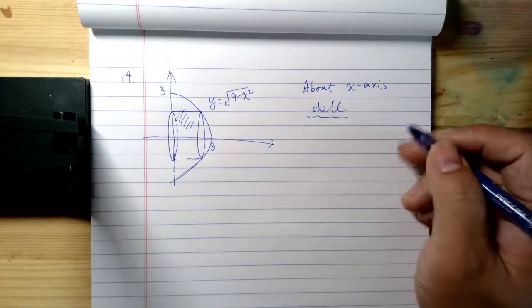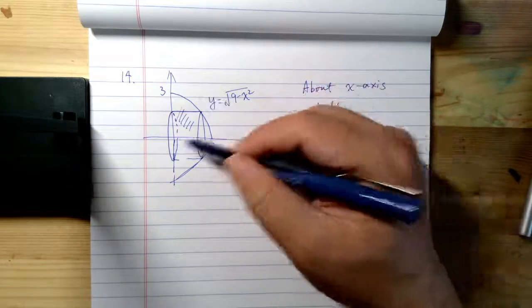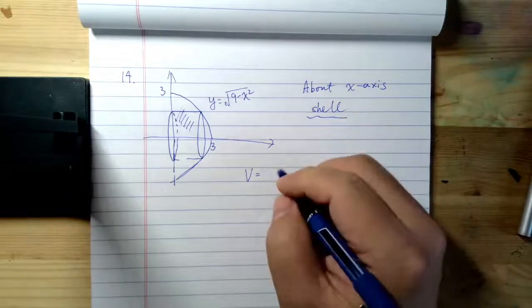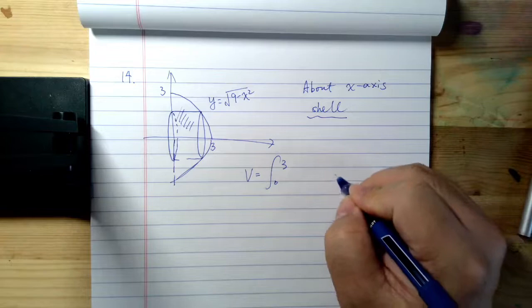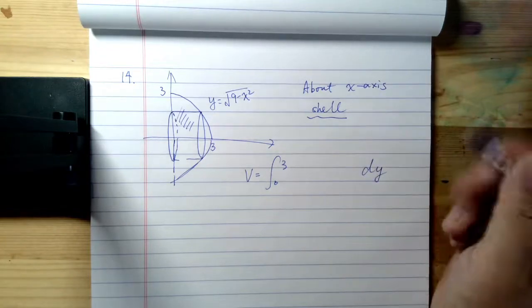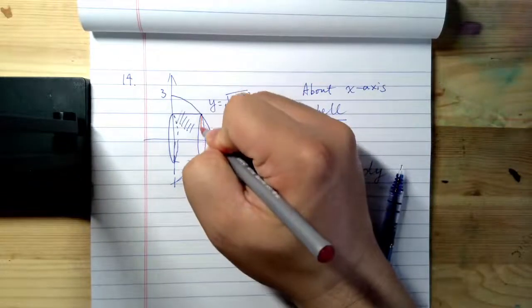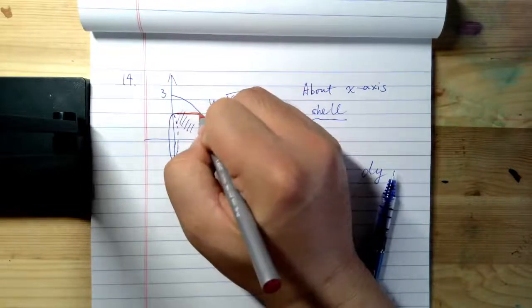And as we described, the revolving axis is the x-axis, so with the shell method, the volume of the revolving solid is going to be an integral with respect to y, from 0 to 3, dy. And then I need to figure out the radius, which is here. I also need to figure out the height, which is here.